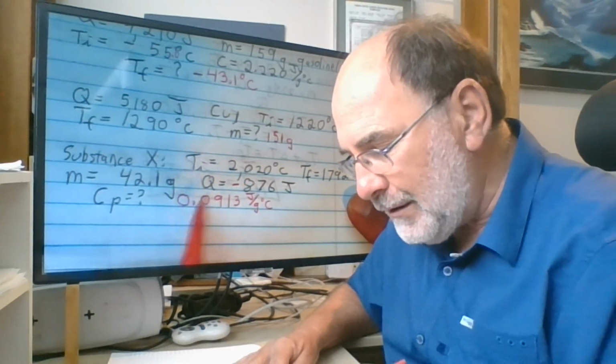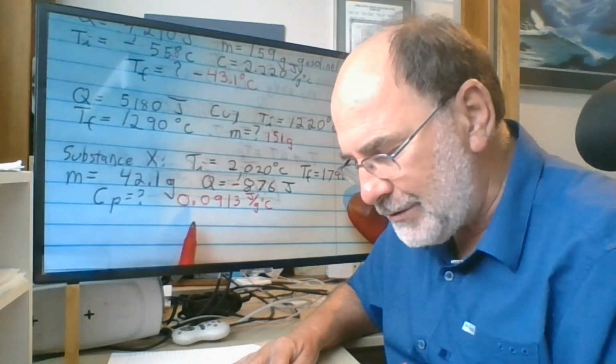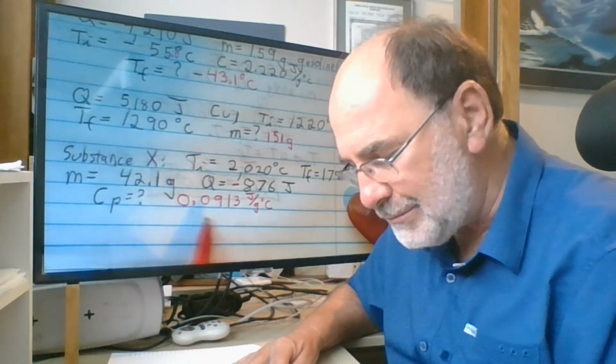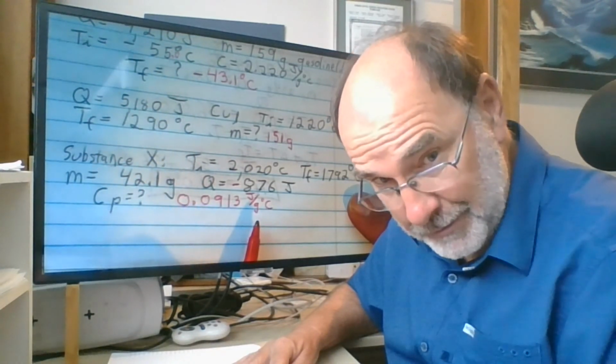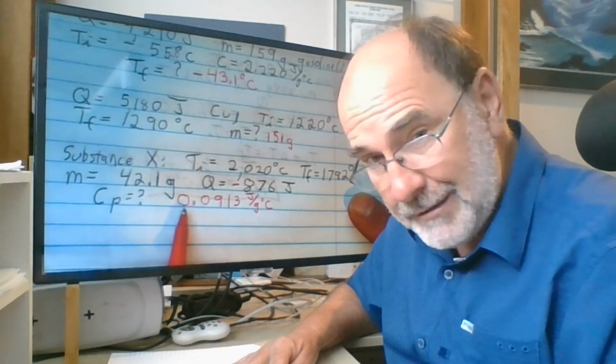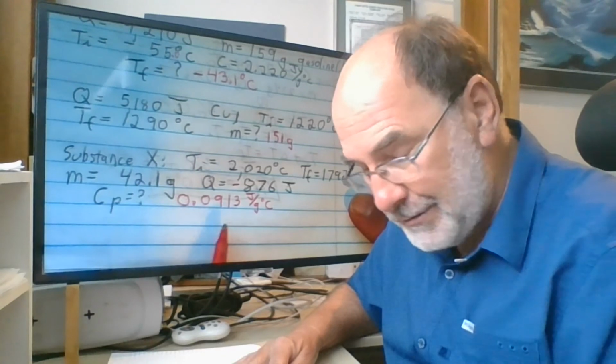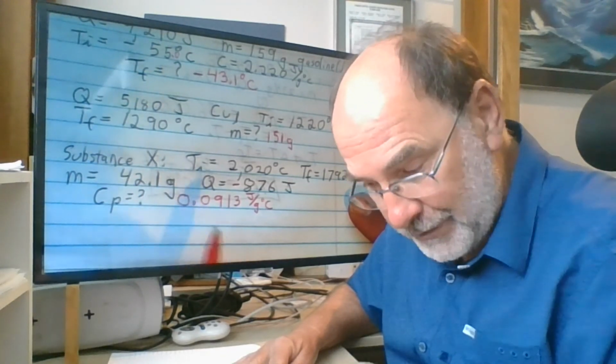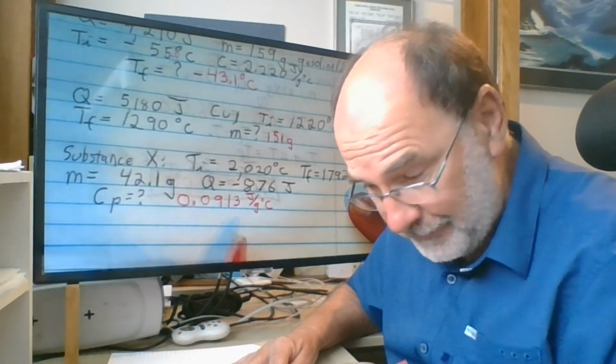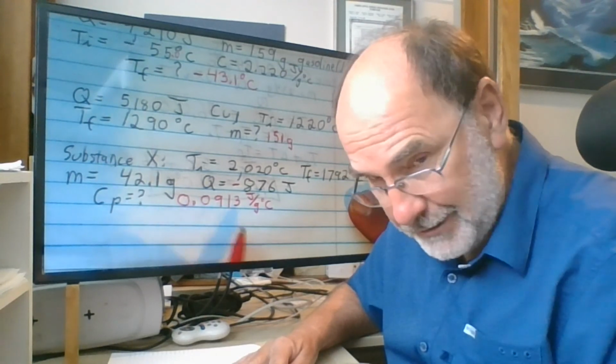And therefore, my specific heat for this substance is 0.0913 joules per gram per degree C. I remind you, these leading zeros are placeholders. They're not significant digits. So here's my calculated result to 3 sig figs, not 4, not 5, 3 sig figs.